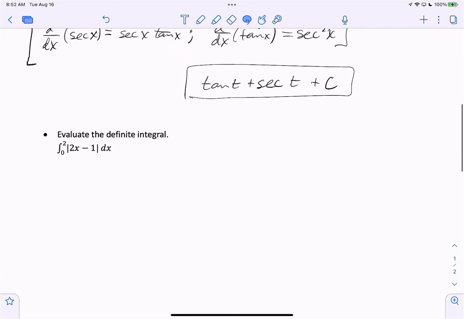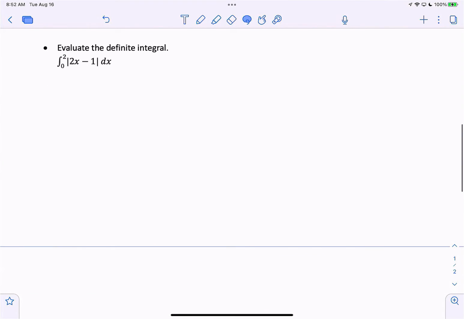We have something that's very different in a couple of ways. Number one, it's not trigonometric. Number two, it's actually a definite integral. This gives us a chance to practice our integrating. What we have is the integral from 0 to 2 of the absolute value of 2x minus 1.